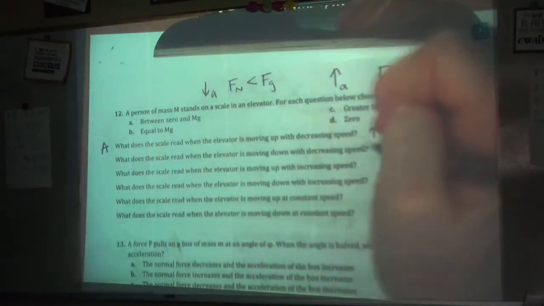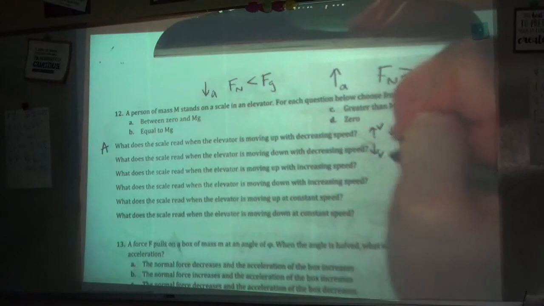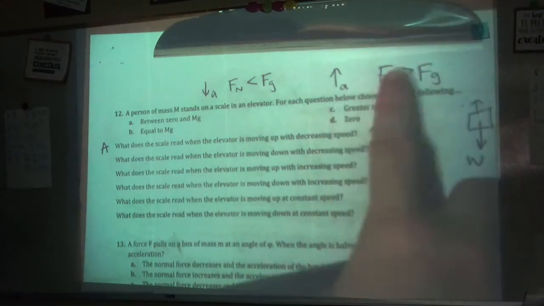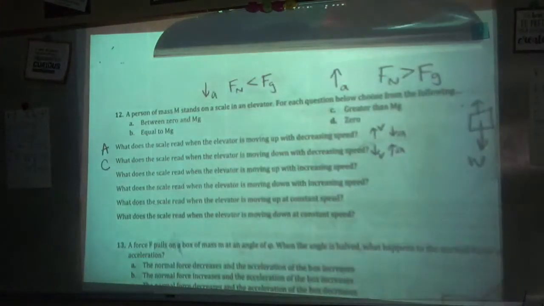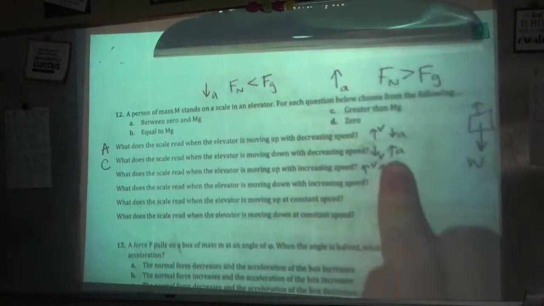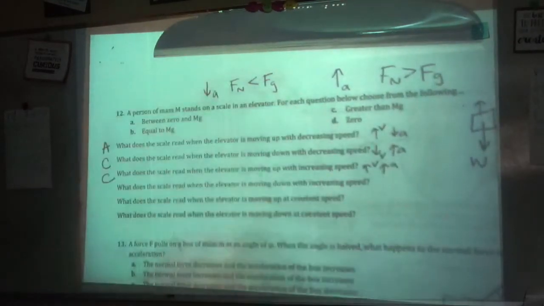If it is moving down with decreasing speed, so that's going against the motion, that would be accelerating up. Accelerating up, normal force is greater than the weight, so C. When it is moving up with increasing speed, moving up and getting faster, same direction, again accelerating up, that's situation C, greater than the normal force.